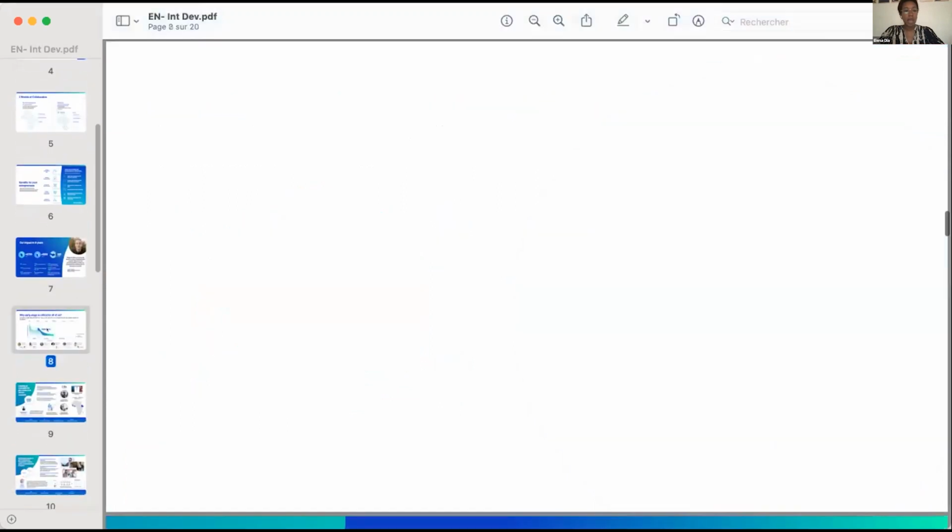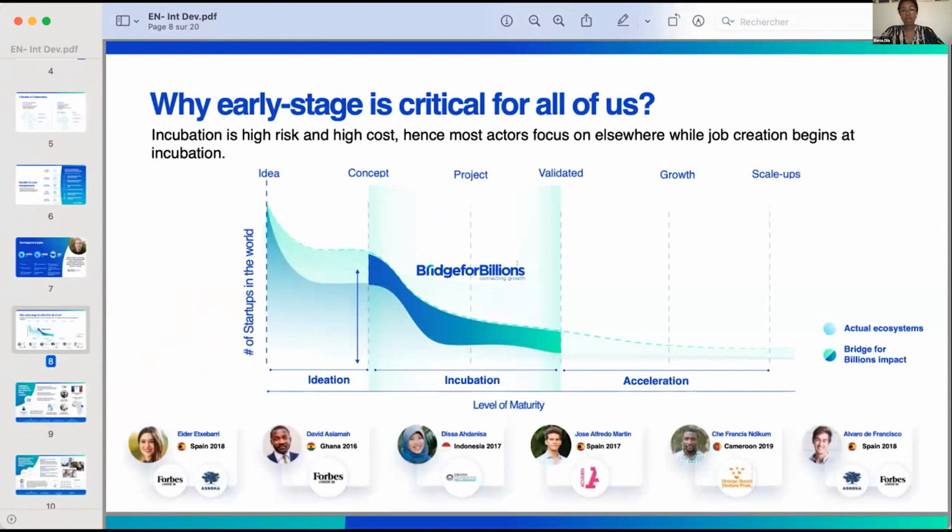And the stage of entrepreneurship that we focus on, which for us is the most critical, is incubation. So really the stage between ideation and acceleration. We do find that ideation is a very short stage, so there's not a lot of value added focusing on ideation. And on the contrary, acceleration is the part of entrepreneurship which usually is catered for, let's say.